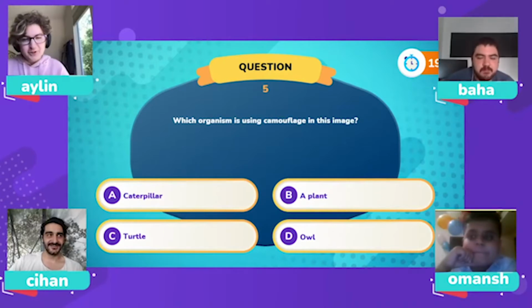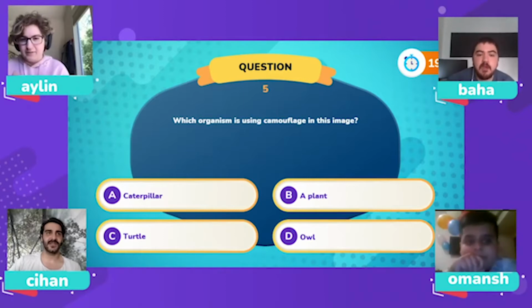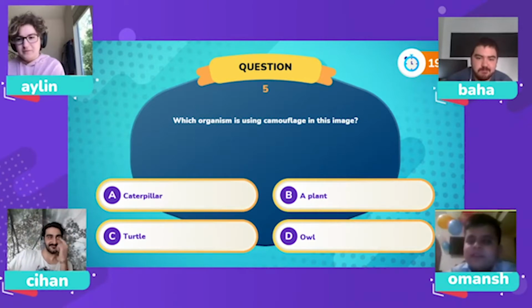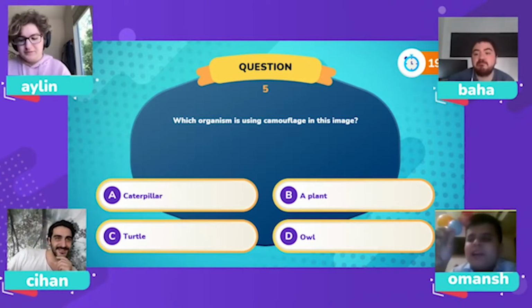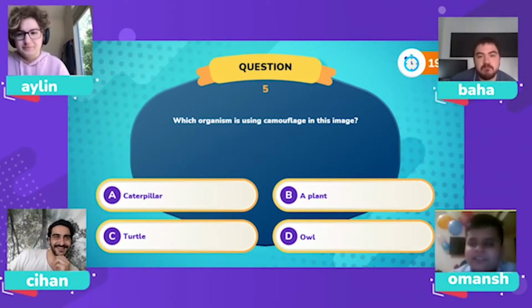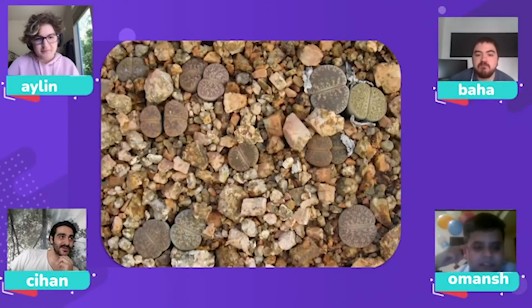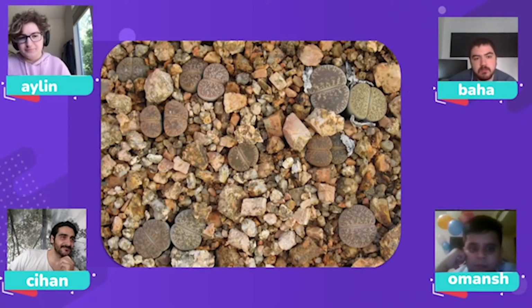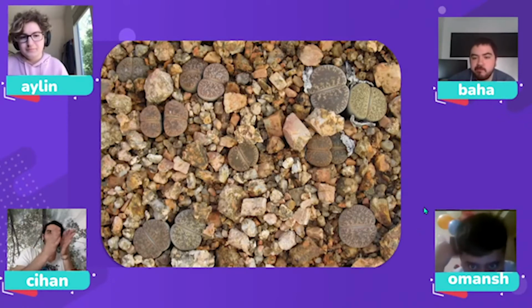Maybe turtles, because turtles have a hard shell. They sometimes look like rocks, right? Yeah, it is another camouflage technique by turtles. I think of the caterpillars because of the white things around the rocks. These ones? So they look like caterpillars, do you think? But caterpillars are thin and long, and these shapes are a little bit circular, right?